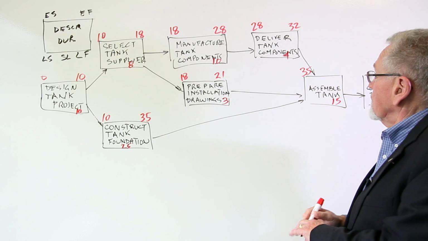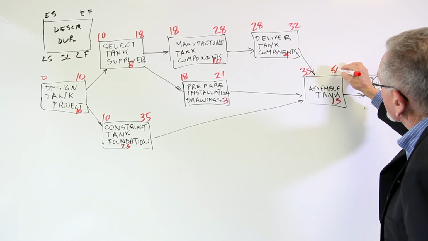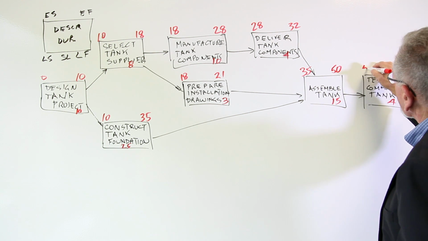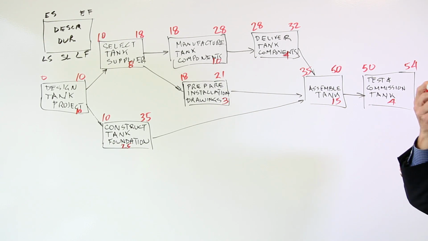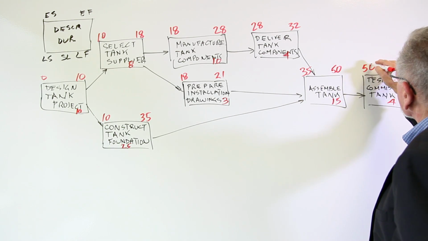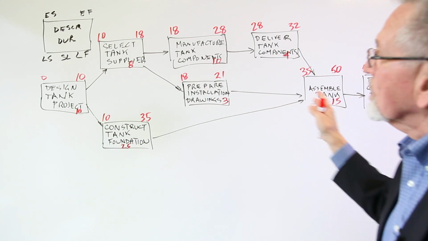Okay, given that 35 and 15 is 50, which means we could start testing and commissioning at time 50, and the project based on this could be finished as early as 54 days. That's half of it. And sometimes we call that the forward pass. I know this is football country, and so we call that the forward pass.